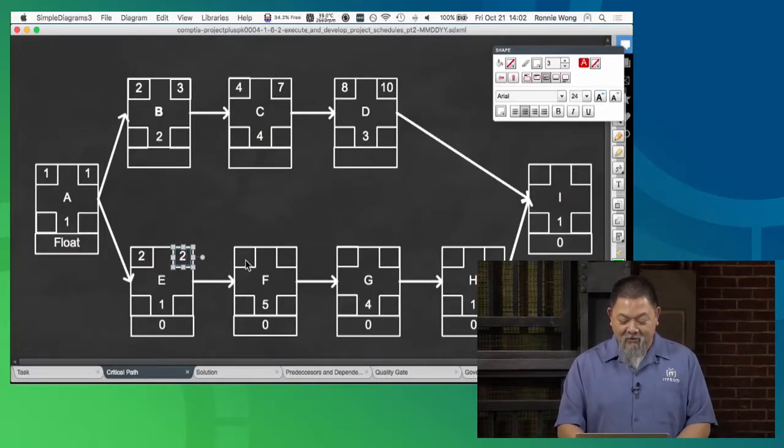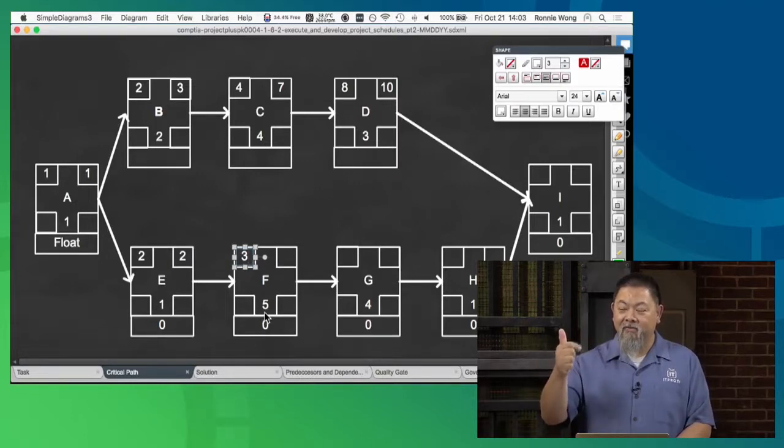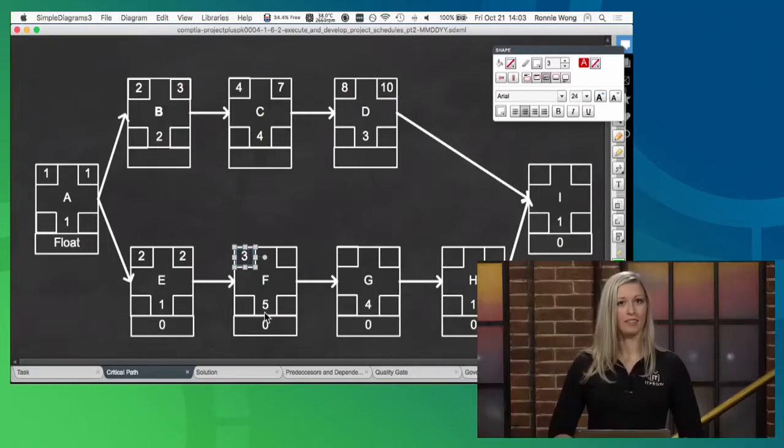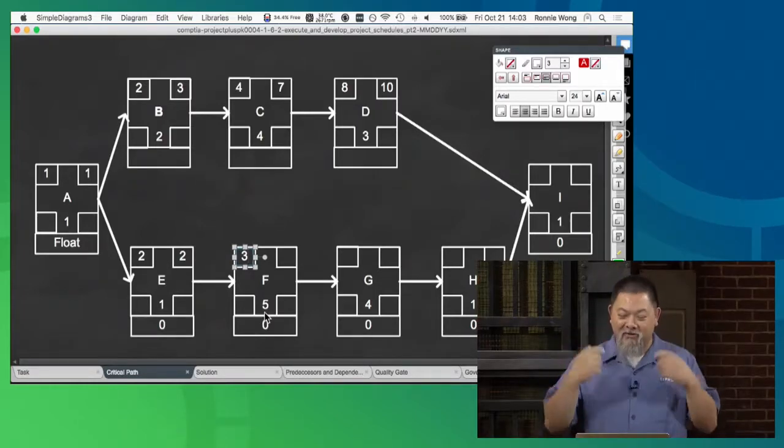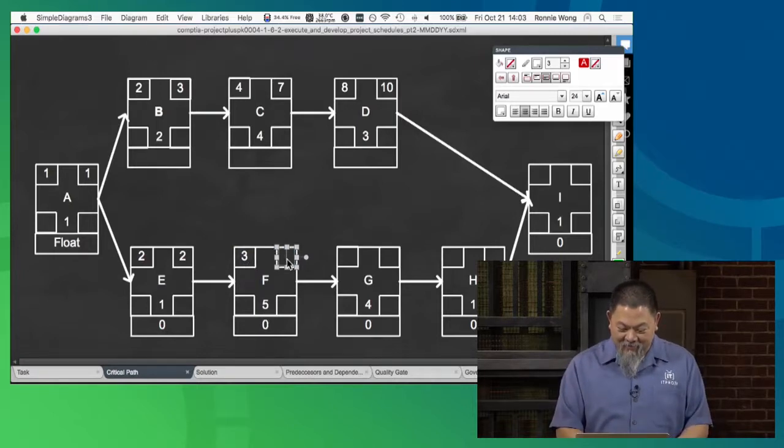So then, task F, the earliest day that it can begin is at the end of day 2, which is actually day 3. So the 3rd. And this one has 5 days, so we count the 3rd, 4th, 5th, 6th, and 7th. I had to count slower. So it ends at day 7 here, okay?